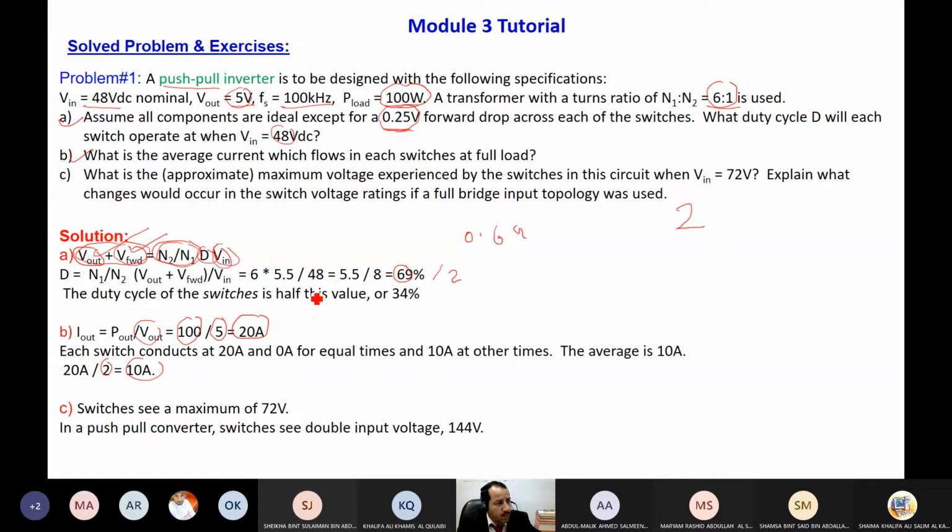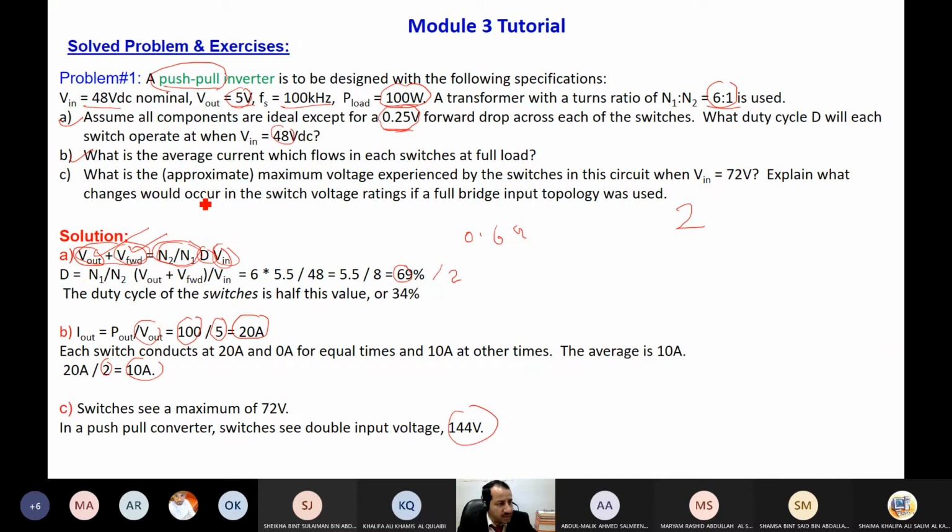Third point: what is the approximate maximum voltage experienced by the switch in this circuit when Vin is 72? If Vin is 72, how much can the switch block? What voltage can be blocked by this inverter? Let me remind you. Push-pull inverter: anybody remember how much the voltage will be in push-pull? Double the voltage, right? So multiplying 72 by 2, it will be 144 volt, double the voltage.